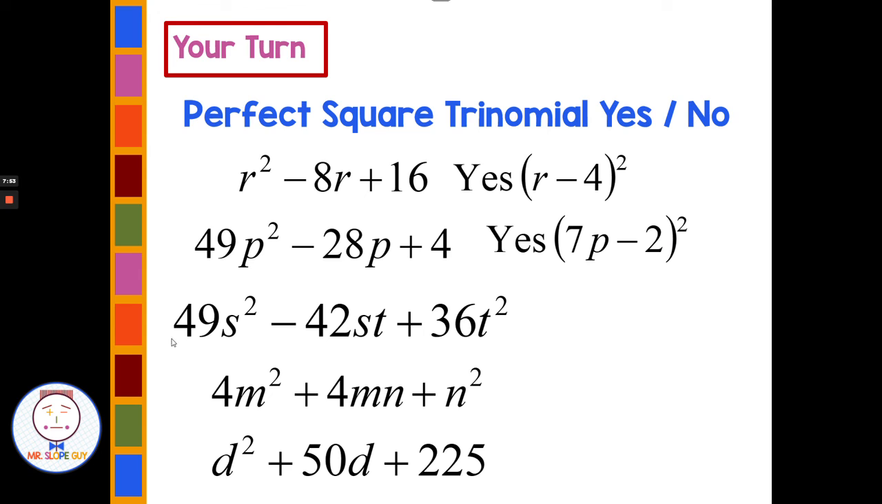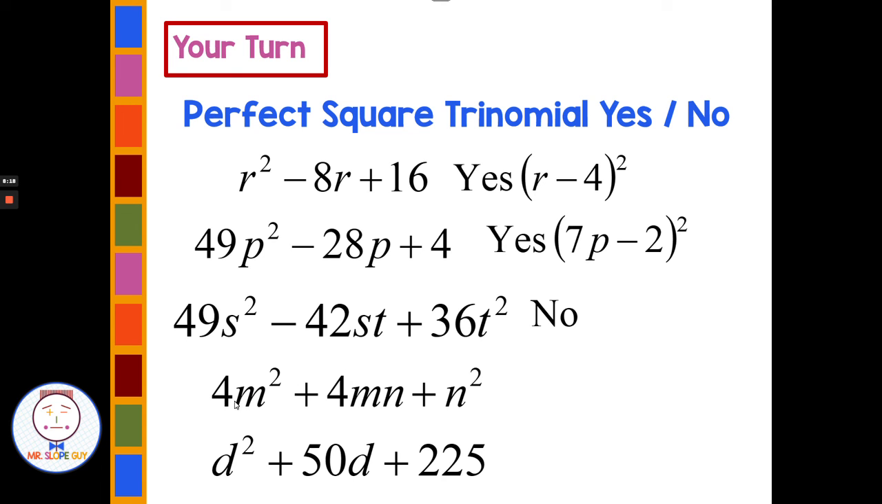How about this one? Trinomial, yes. Perfect square, yes. Perfect square, yes. Let's check that middle term. Square root of 49 is 7. Square root of 36 is 6. 7 times 6 is 42. Doubled is 84. That does not match. So it cannot match on that middle term, so it's not a perfect square trinomial and will not factor.